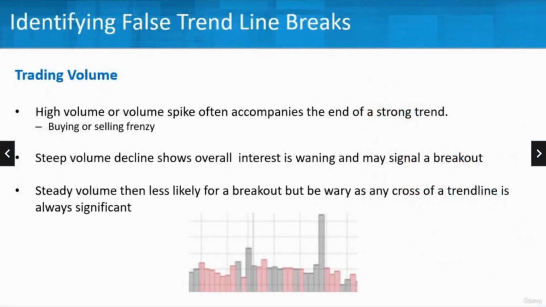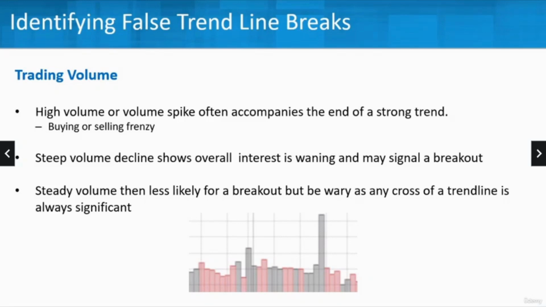Another way you can use that, in combination too, or on its own, is to look at trading volume. How much buying and selling is going on, right? So if there's a high volume or a volume spike, that often accompanies the end of a strong trend, whether it's a strong uptrend or a strong downtrend. There's a buying and selling frenzy that's breaking through that trend line.